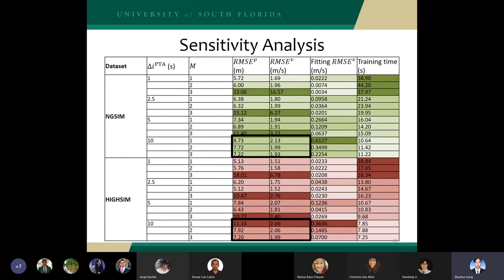This is because in this scenario, the fitting performance becomes better. But in the previous scenario, when delta I PTA is at a small level and M is greater, there are actually too many features that might cause an overfitting problem.